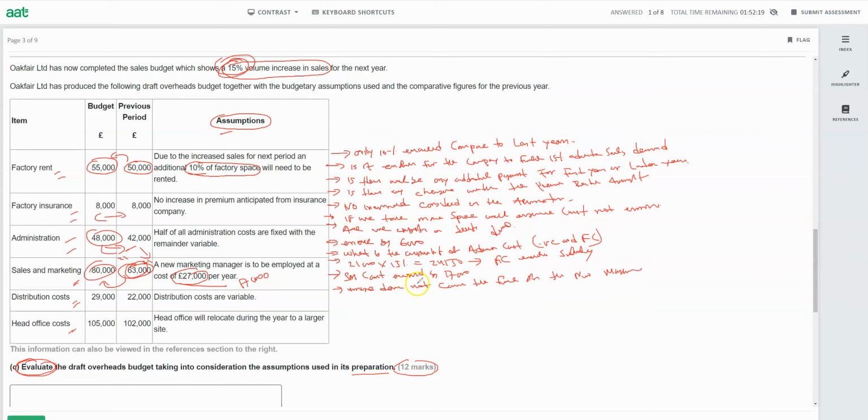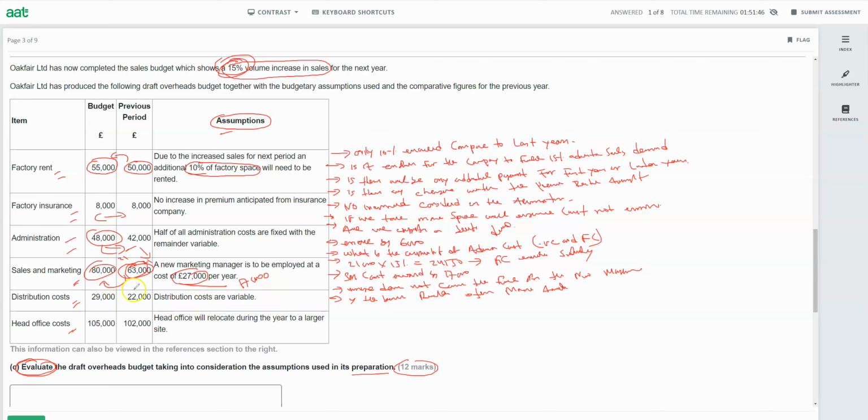So we need to say, is the business reducing other marketing activities? Because if the business is still doing the same marketing activity like before, then this 27,000 for the new manager, it should be added, but it's not adding, so that doesn't make any sense.